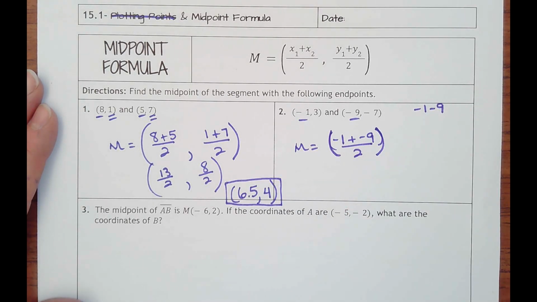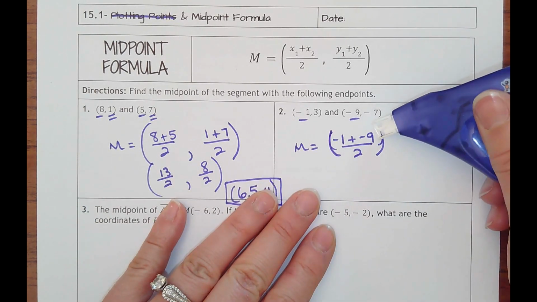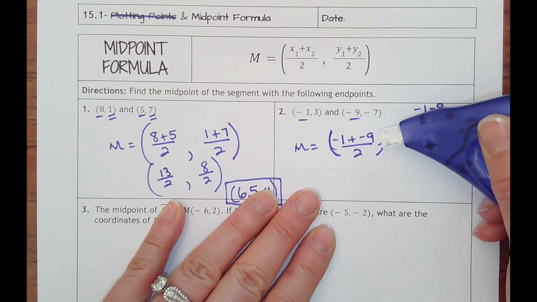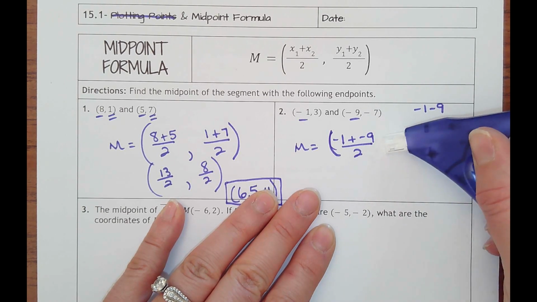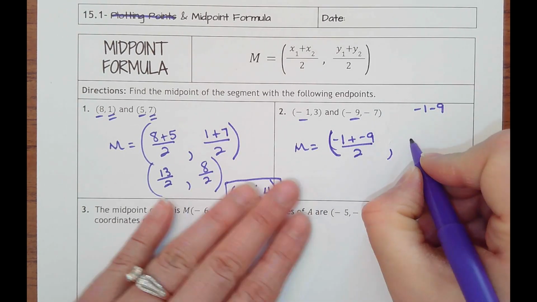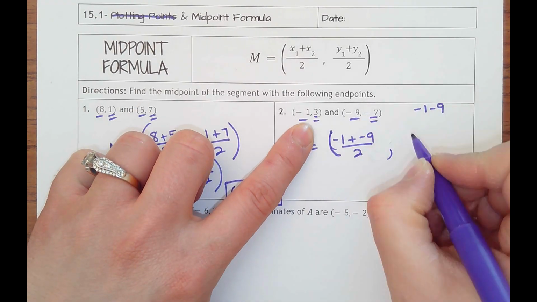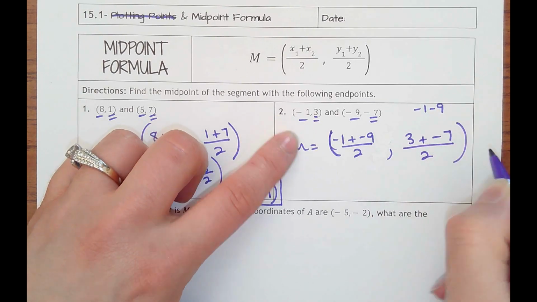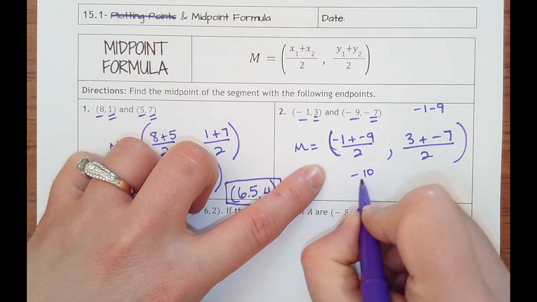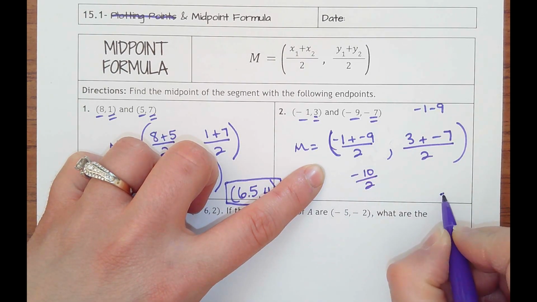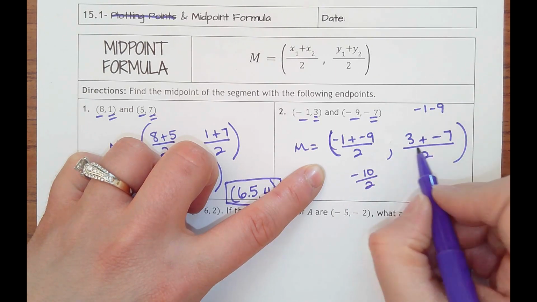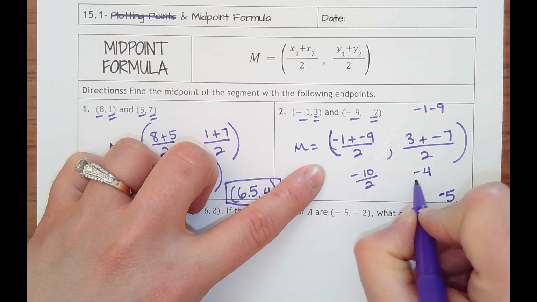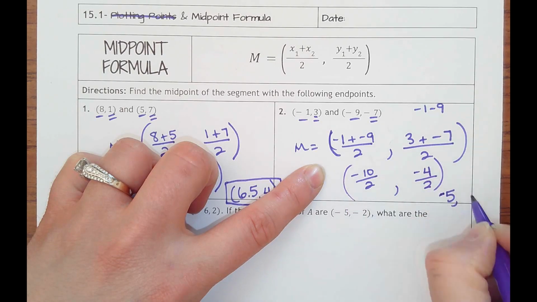Oh, I shouldn't have closed that up yet. And then our second values are 3 and -7. So 3 plus -7 or just 3 minus 7 will be the same thing. -1 plus -9 is -10 divided by 2. That gives me -5 for the x value. 3 plus -7 is -4 divided by 2. And that gives me -2.